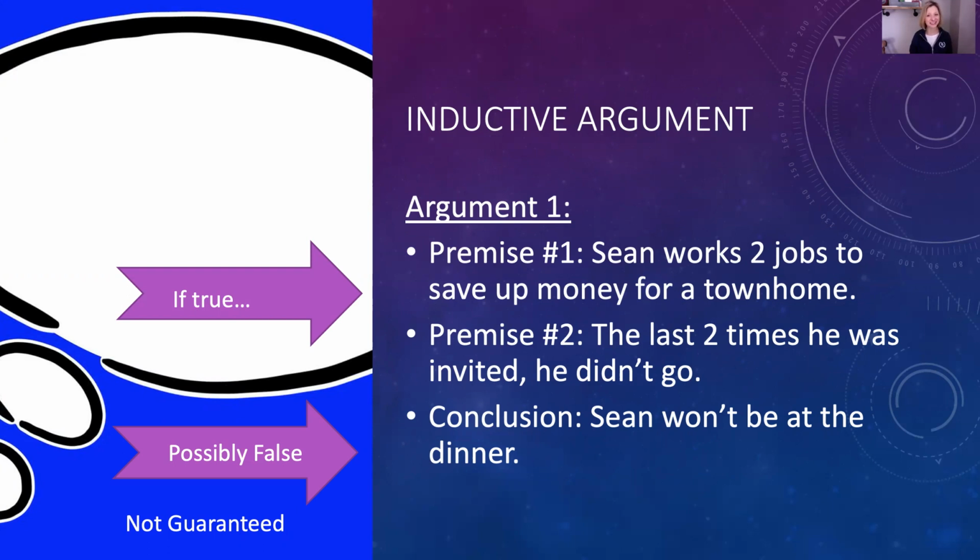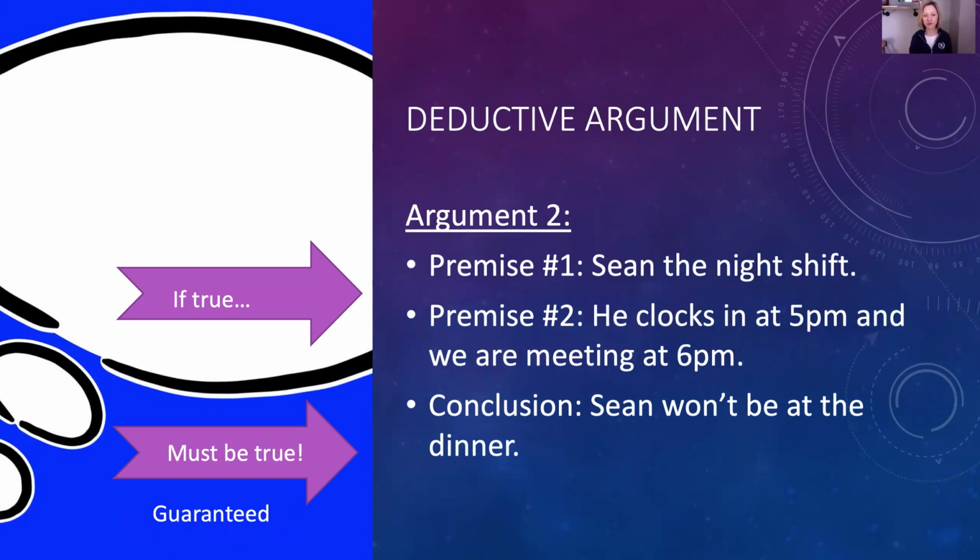So if this is inductive reasoning, then the next one must be deductive reasoning. Argument number 2, if these two premises are true, then the conclusion has to be true. That's the big deal about deduction. If true, must be true. There is no probability that the claim will be false. So premise number 1, Sean is on the night shift. Premise number 2, he clocks in at 5 p.m. and we're meeting at 6. So the conclusion is he won't be there. And of course that has to be true because he can't be in two places at once.